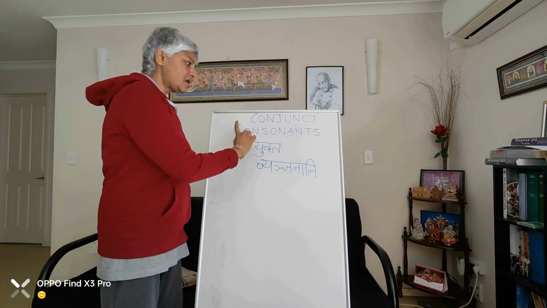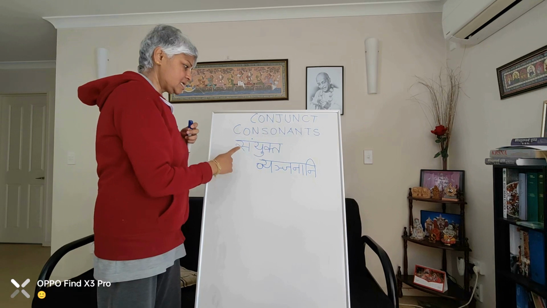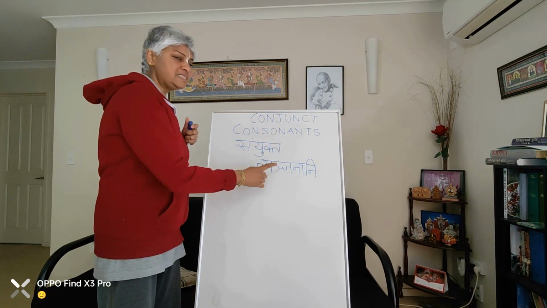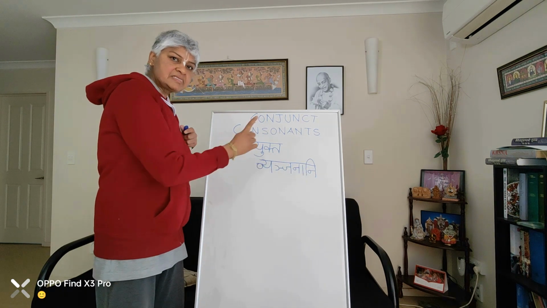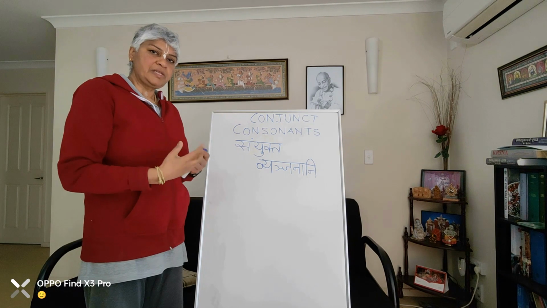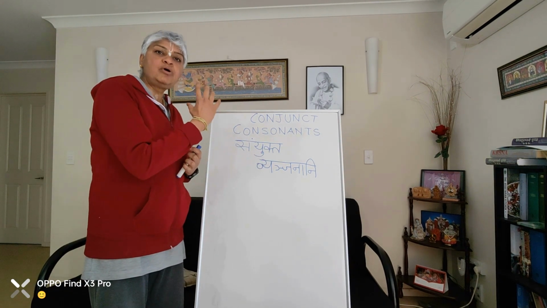Now conjunct consonants. Conjunct means combined, joined consonants. In Sanskrit, it's called saṁyukta janāni. So first what we'll do is we'll go through all the consonants and group them.